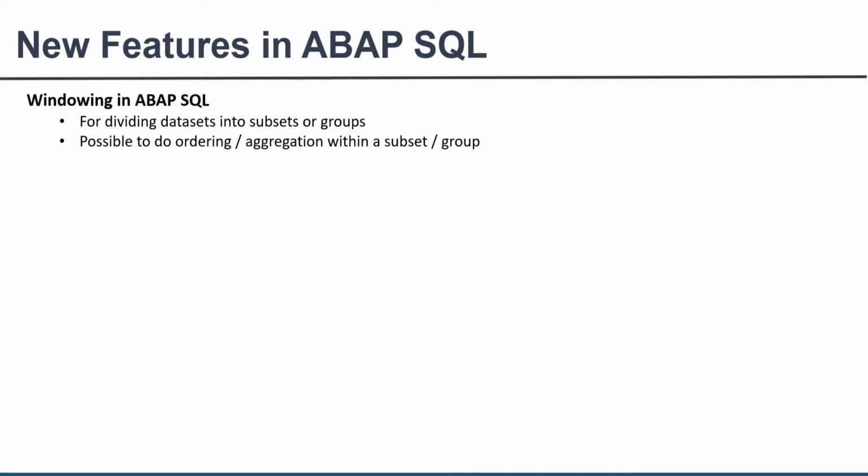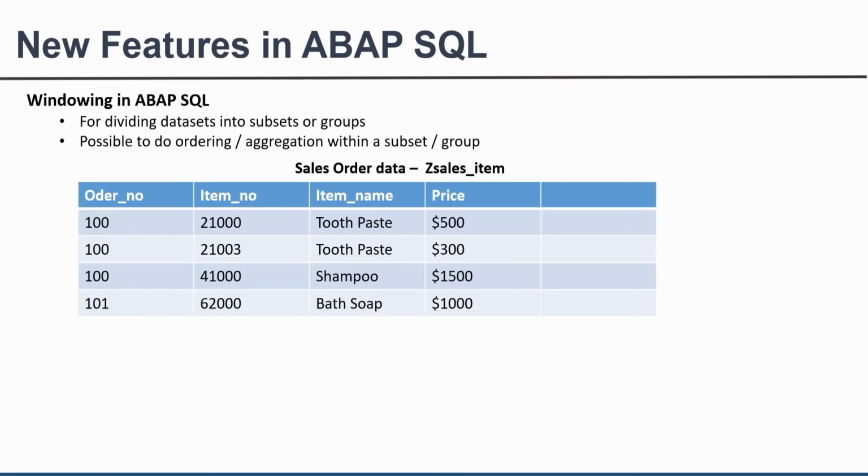You are picking up some subset of your data and then you are doing some aggregations or calculations on top of it, or you can say you are doing a grouping and then doing some calculations on top of that window. Say for example, if I have sales order data and the name of my table is Z sales item, and I have columns like order number, item name and price. Now here you can see there are actually two orders. One is order number 100 with 3 items and order number 101 with 1 item.